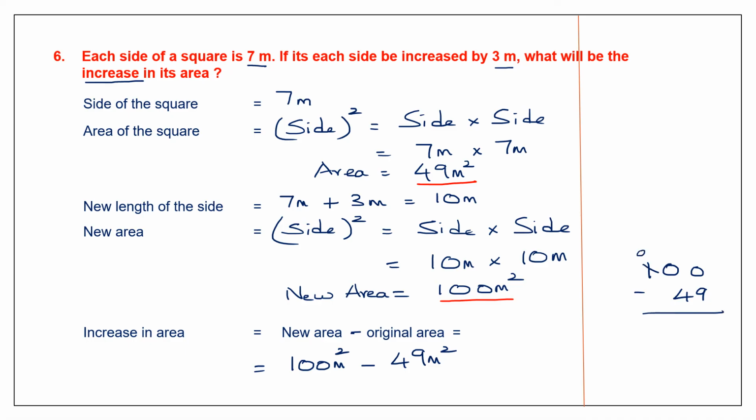So let's borrow. This is 10, 9, 10. 10 minus 9 is 1. 9 minus 4 is 5. So we've got 51. So the increase in area is 51 meter square. So this is what we have found, the increase in area. So this is our final answer. The increase in area is 51 meter square.